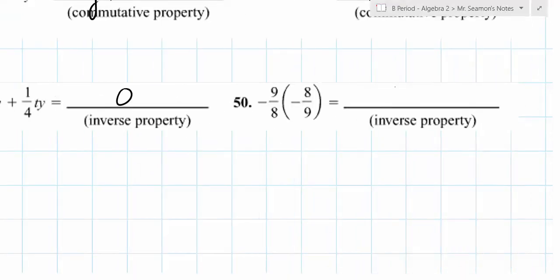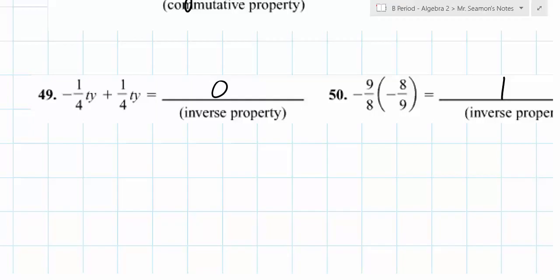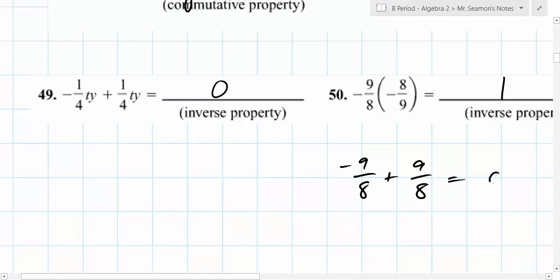Inverse property, and when you multiply, what do you get, though? You don't get 0, right? What do you get? 1. When you multiply by something's inverse, you get 1. When you add something's inverse, you get 0. The additive inverse is not the same as the multiplicative inverse. For example, here, negative 9/8. What's the additive inverse of negative 9/8? Positive 9/8. That would be the additive inverse right there.